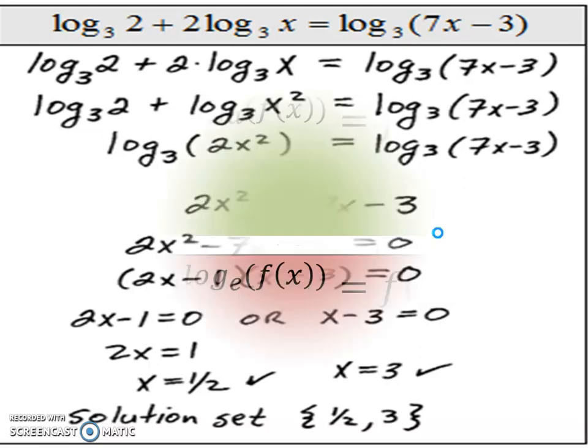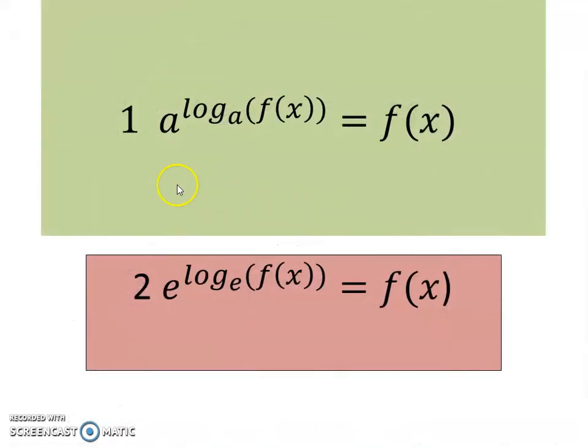Let us try the next concept. That is a raised to log to the base a of f of x. These all get cancelled and we derive only f of x. e raised to log to the base e of f of x is equal to f of x. In this format, the most important thing is that if 3 raised to log to the base 3 of x square is there, these terms get cancelled, only x square is there.